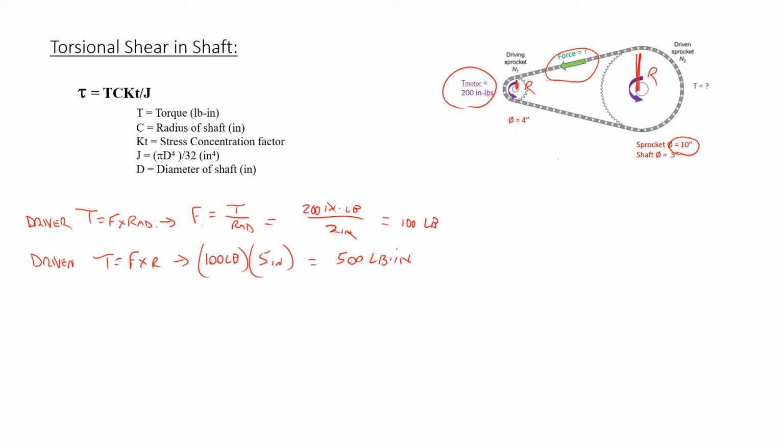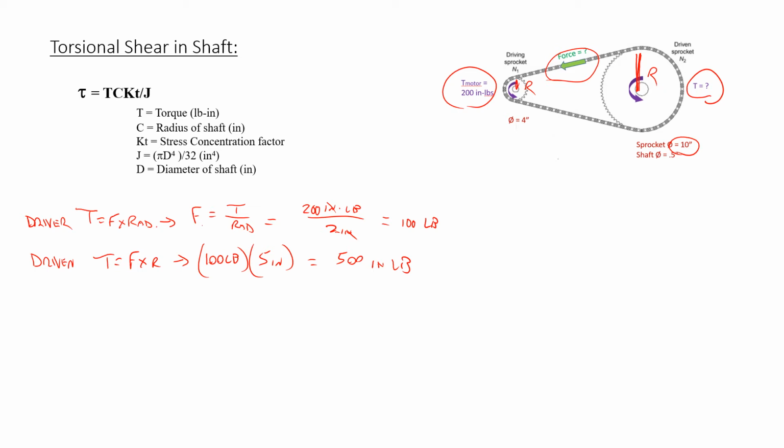Now you can write those inch-pounds or pound-inches. It doesn't matter. It's all the same. If we want to be consistent there, it's probably a good idea. So that's going to be the torque right there. That driven shaft is going to feel 500 inch-pounds of torque.